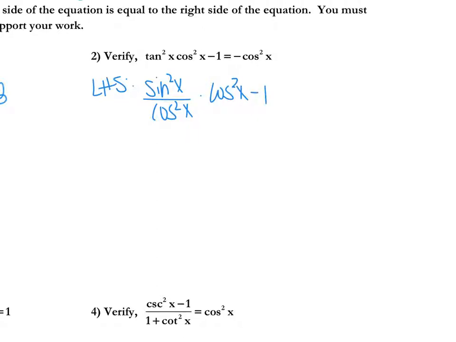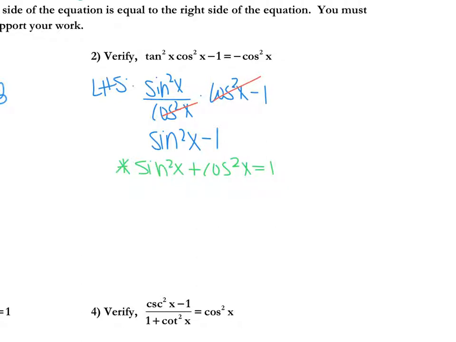Okay. So then our cosine squareds cancel out, and I have sine squared minus 1. Now this is not a Pythagorean identity, the basic one that we're used to seeing. This is a manipulation, so I'm going to go ahead and include that in my work, because remember that we have to assume nothing.